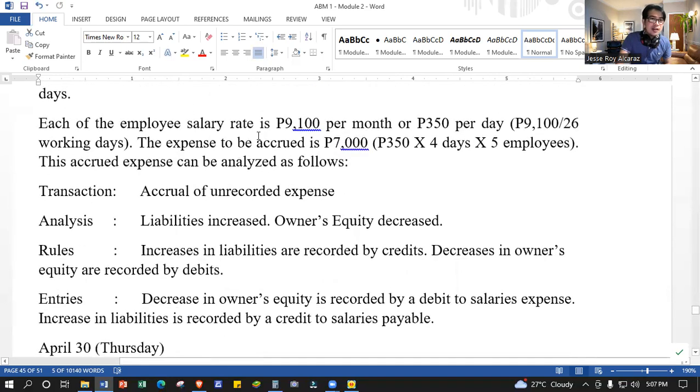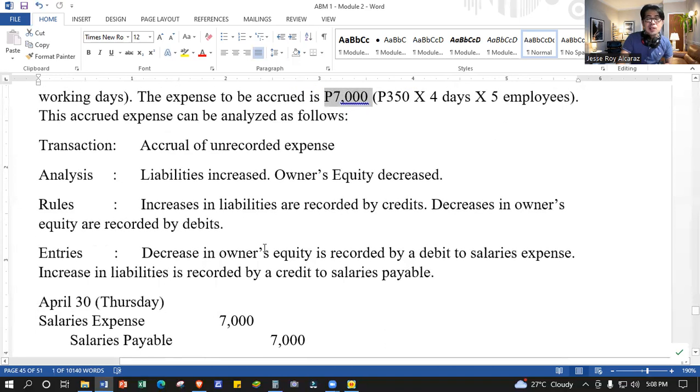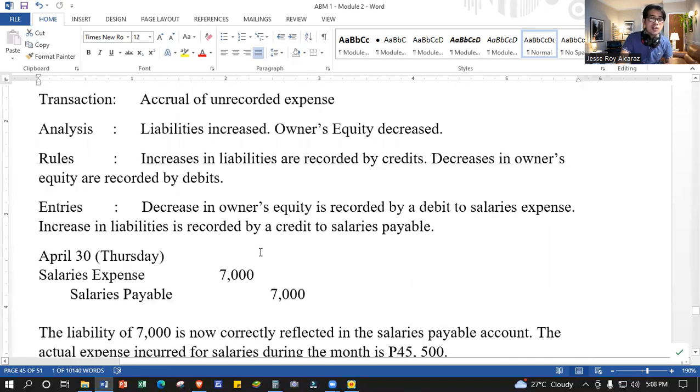Okay, each employee's salary rate is 9,100 per month or 350 per day. So we have 350 per day multiplied by 4 days multiplied by 5 employees. That's 7,000 pesos. So we record the accrued salaries. On April 30, Thursday, debit salaries expense 7,000 and credit salaries payable 7,000. This is so that the salary is divided properly for the month of April and for the month of May. So the liability of 7,000 is now correctly reflected in the salaries payable account.